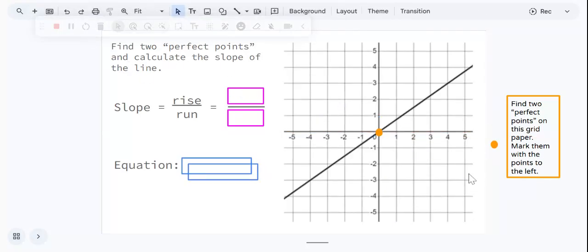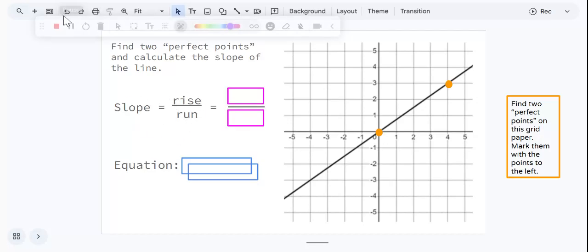Here's our next problem. Here's the origin. Find your next point, your next perfect point, not any point. There we go. And our rise over run. We got to go up. Don't go over. You got to go up first.